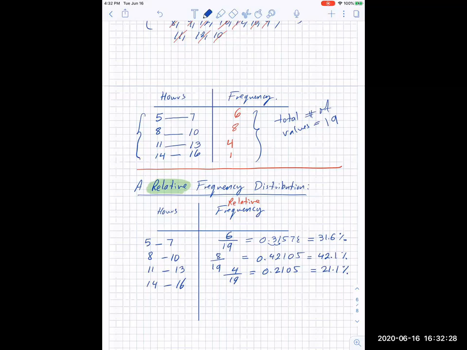And the last one, I have only one value in the last class out of 19. And that gives me 0.0526, which becomes 5.3%.